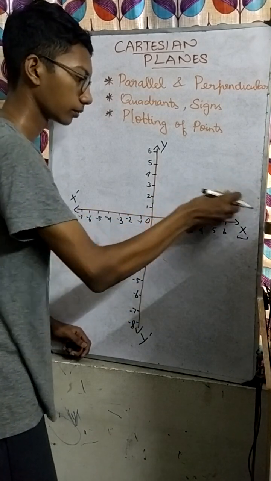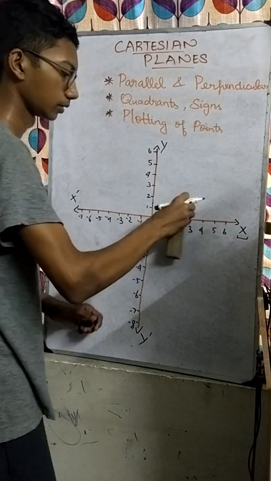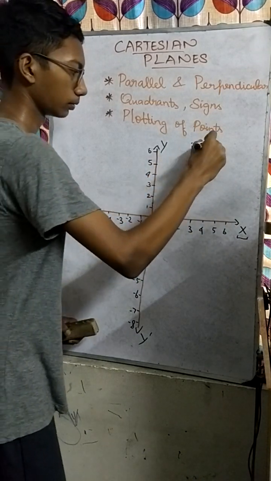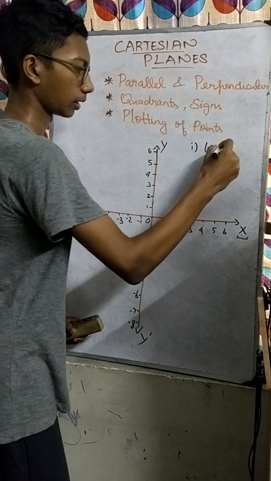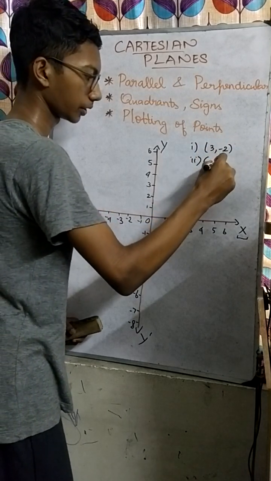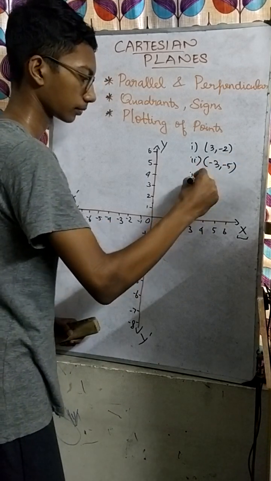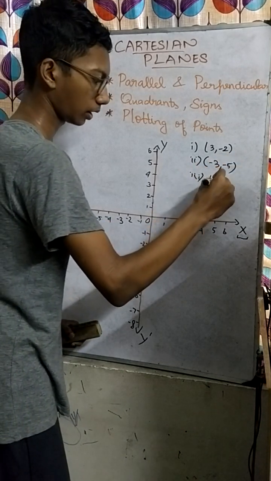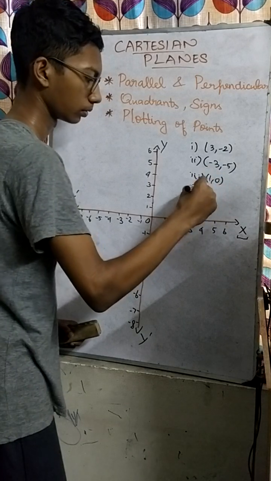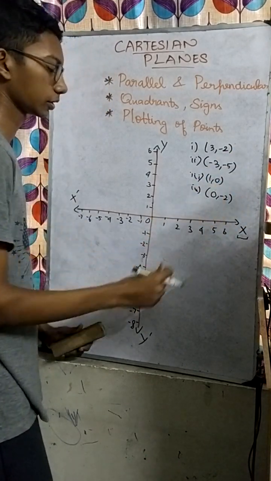Now let's plot some points. Let's say we have 3, -2; -3, -5; let's say 1, 0; 0, -2. Let's plot these 4 points.